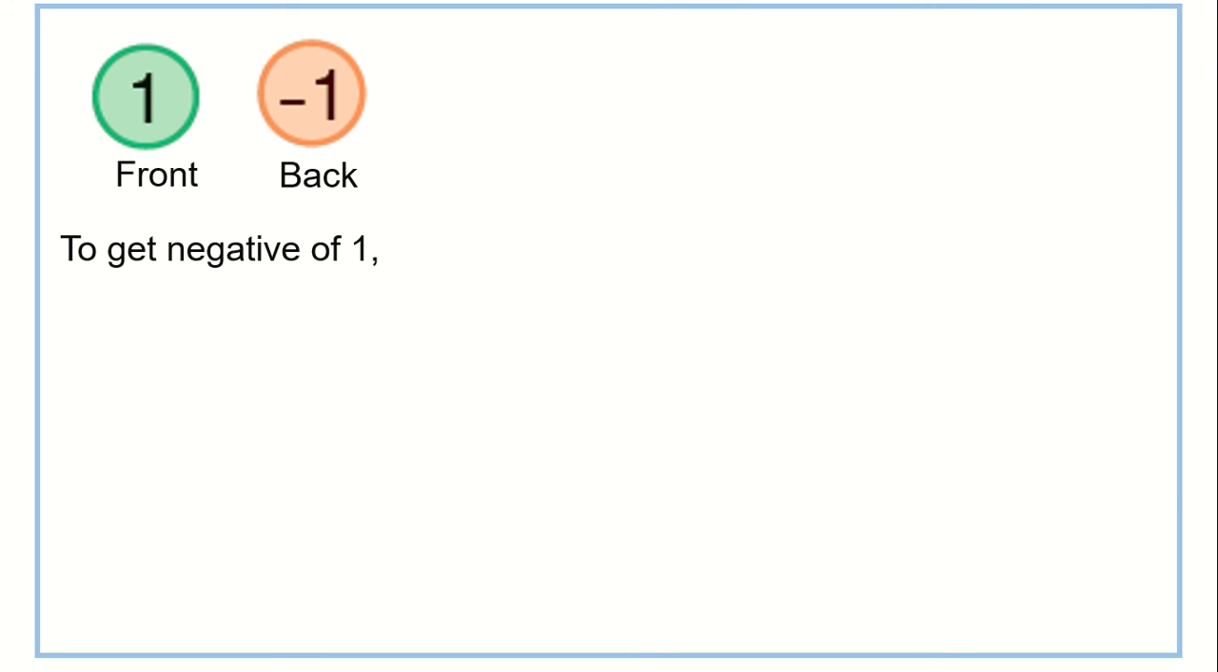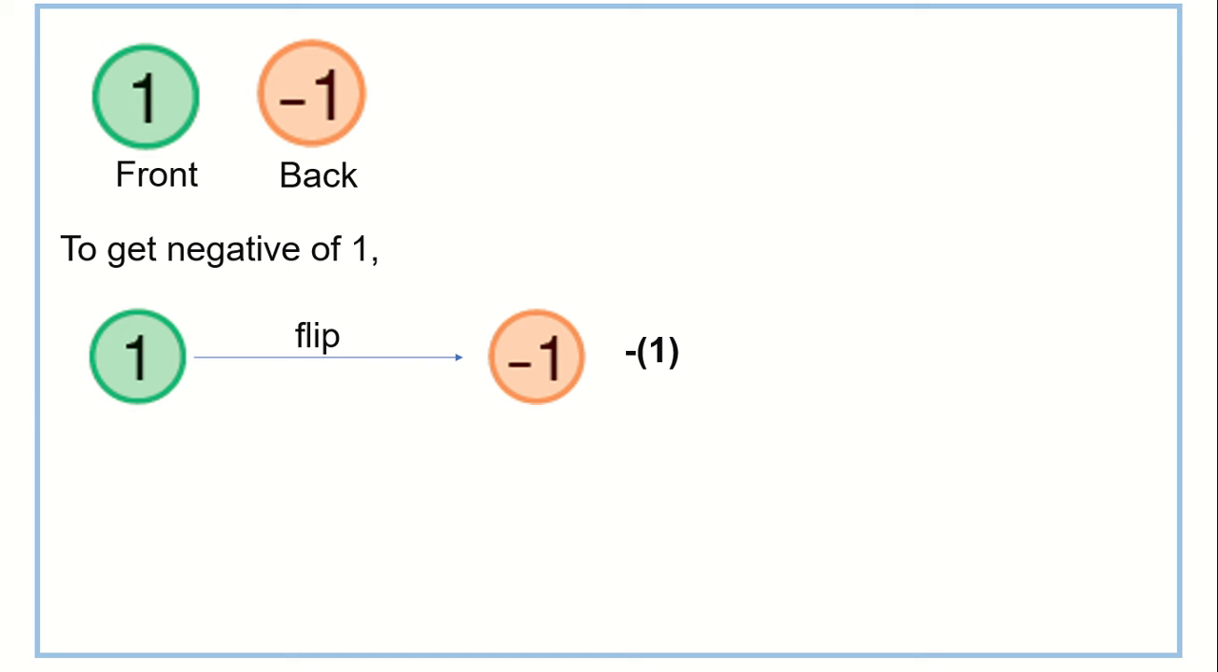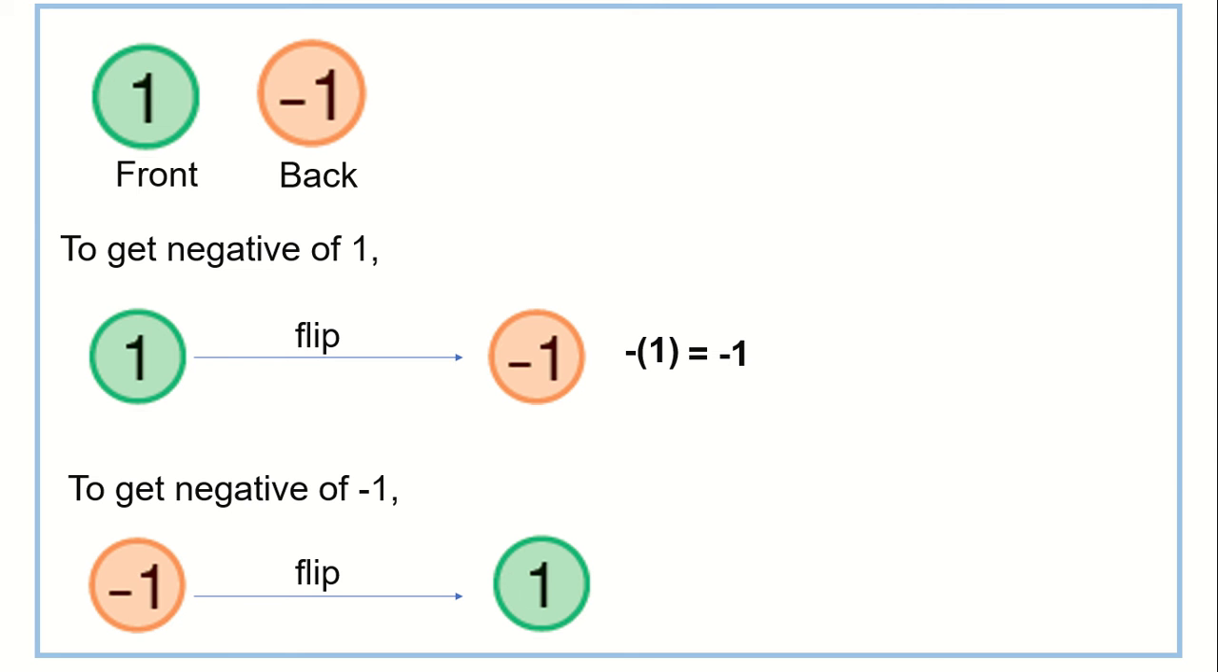To get the negative of 1, we flip 1 to come up with negative 1. And we write it as negative of 1, which is the same as negative 1. To get negative of negative 1, we flip negative 1 to obtain 1, and we write it as negative of negative 1, which is the same as 1.